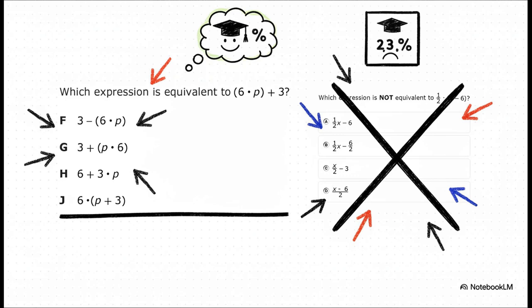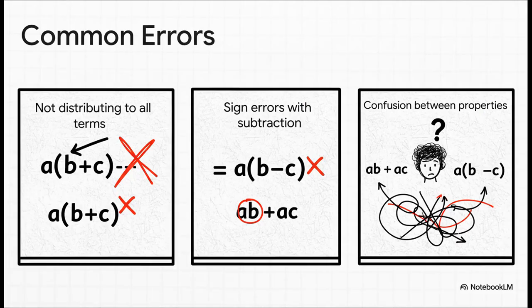On the left, you've got a simple problem about reordering terms. 79% of students got it right. They get it. They see 6 times p plus 3 is the same as 3 plus b times 6. Easy. But then you look at the problem on the right, a distributive property problem, and whoa, the success rate just craters to 23%.